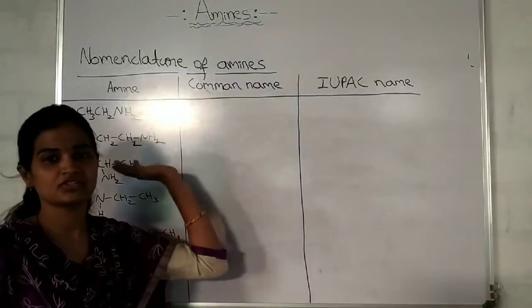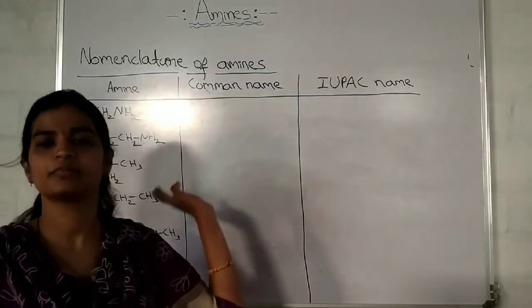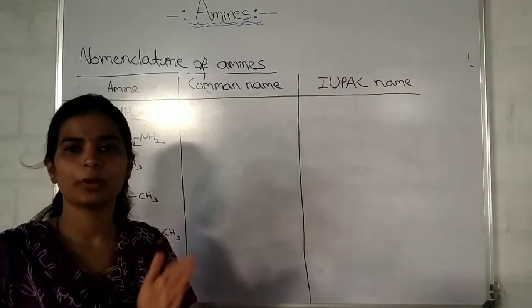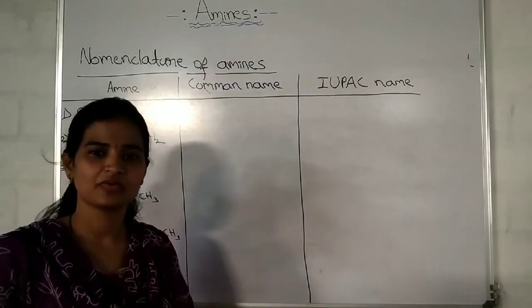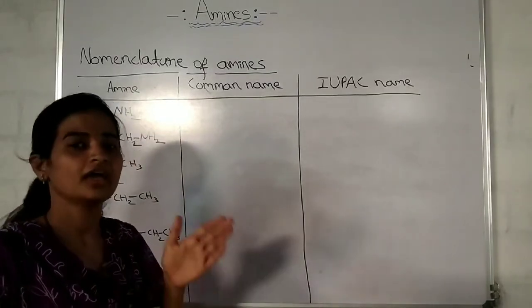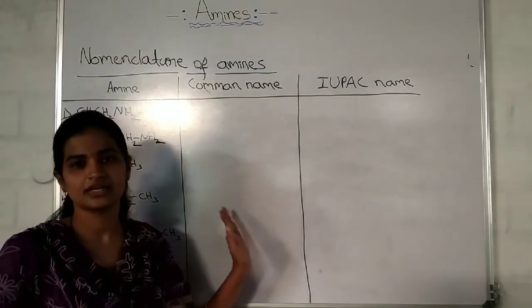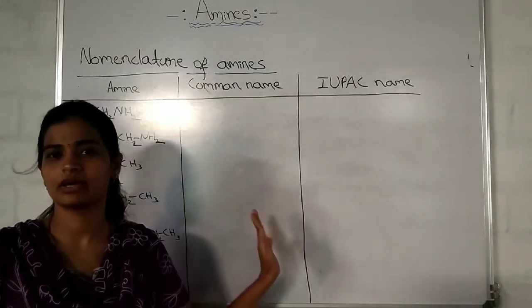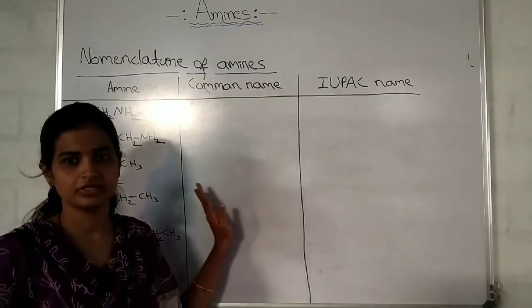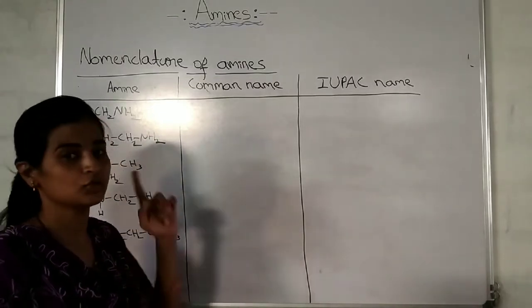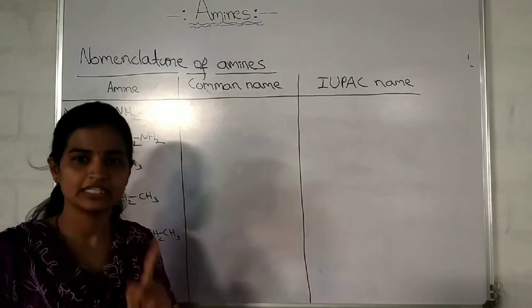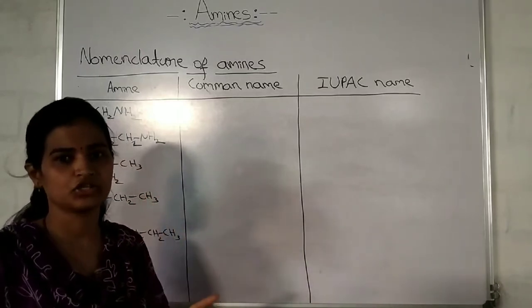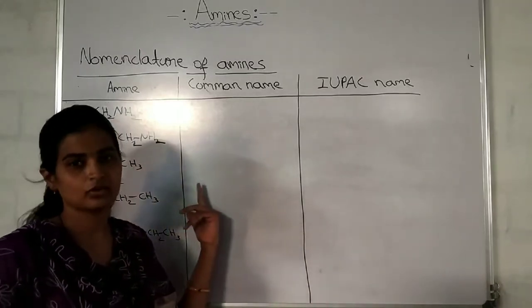Let us continue with the nomenclature of the amines, which we have discussed in the previous class. Nomenclature, two ways are there: common system of naming and IUPAC system of naming. In the common system, how are the primary, secondary and tertiary amines named? In the IUPAC system, how are they named? We have discussed everything, and before nomenclature you should be able to identify whether the amine is primary, secondary or tertiary. Therefore I have solved that question.